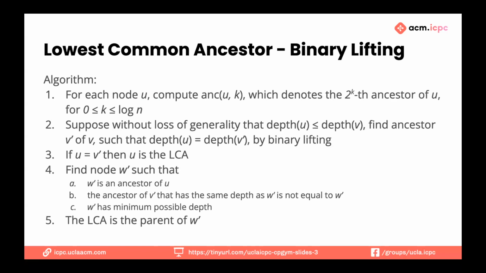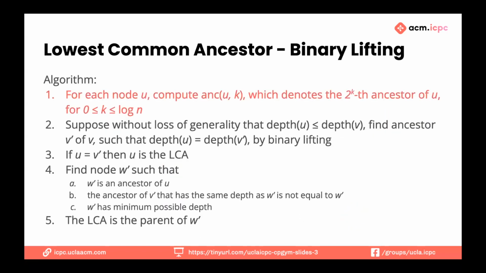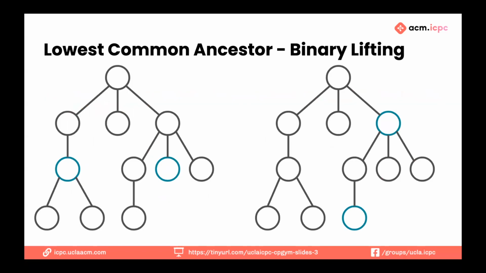And if that's not the case, then we want to find a node W prime such that W prime is an ancestor of U, and the ancestor of V prime that's on the same depth level is not equal to W prime. And if you think about that, that's just like the fork right below the lowest common ancestor. And the parent of W prime would be the LCA. And I'll show you graphically what that means.